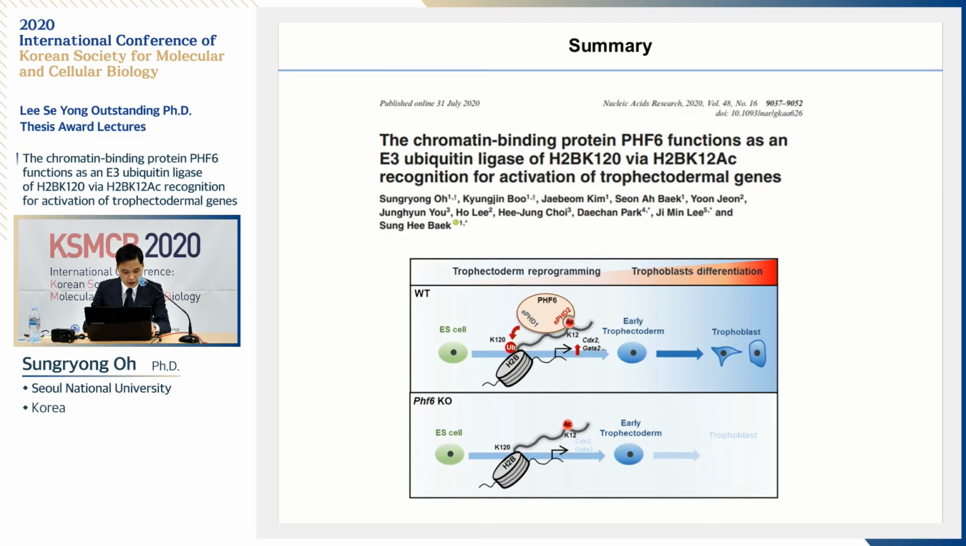Taken together, I have shown that PHF6 is a critical factor that regulates the transcription of key genes during trophectodermal differentiation. At this time, I confirmed that PHF6 has both H2BK12 acetyl recognizing function and E3 ligase activity over H2BK120ub through two extended PHD domains. I defined the molecular function of PHF6 and its functional role in trophectodermal differentiation, which had not been identified yet.